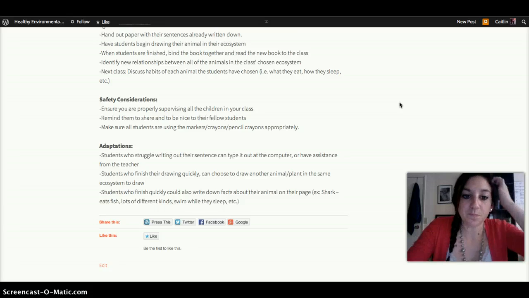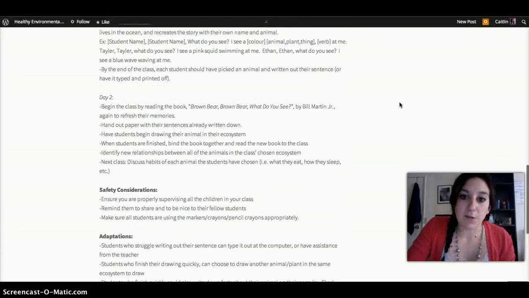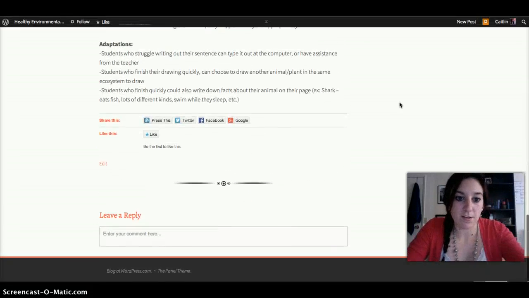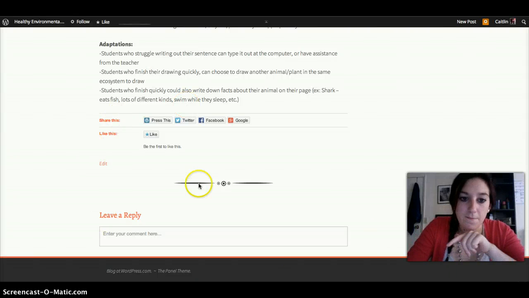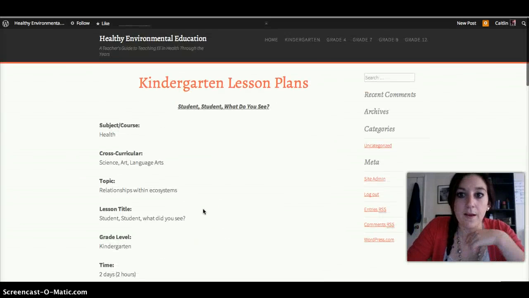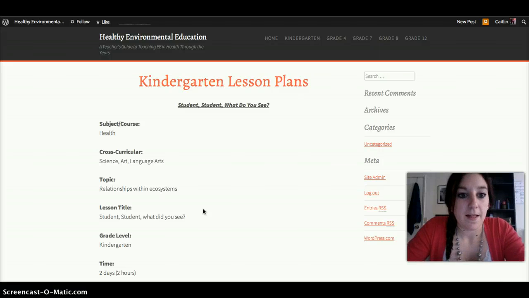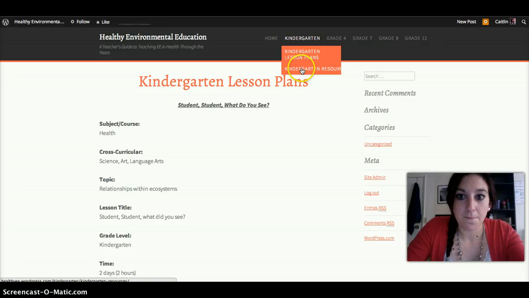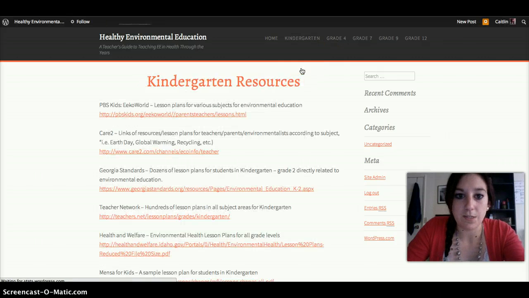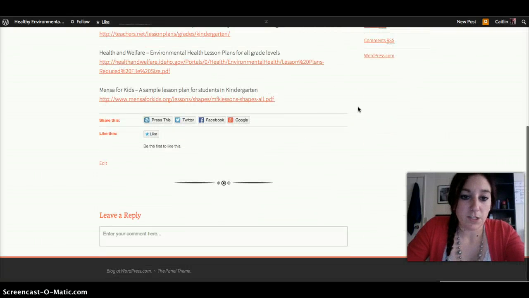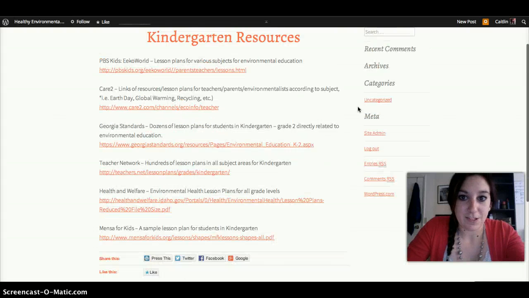So this is my sample kindergarten lesson, and again, there's the comment box at the bottom right here. I'd just like to point out that these are just sample lesson plans again, and if I go over to kindergarten resources, here's a whole bunch of other resources that you could do.